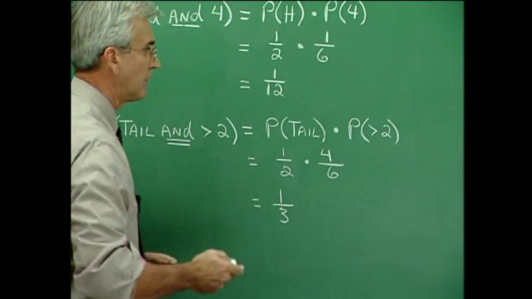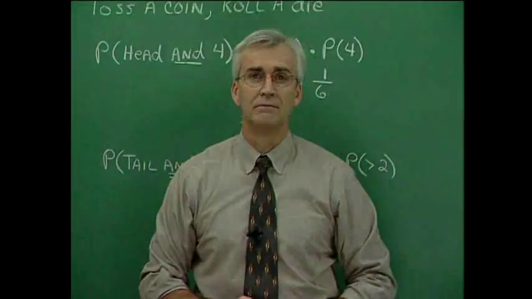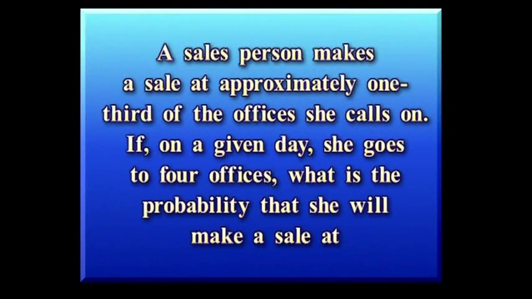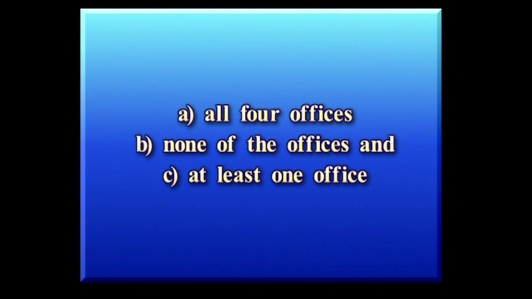would be 1/3. A salesperson makes a sale at approximately 1/3 of the offices she calls on. If, on a given day, she goes to 4 offices, what is the probability that she will make a sale at A, all 4 offices, B, none of the offices, and C, at least 1 office?